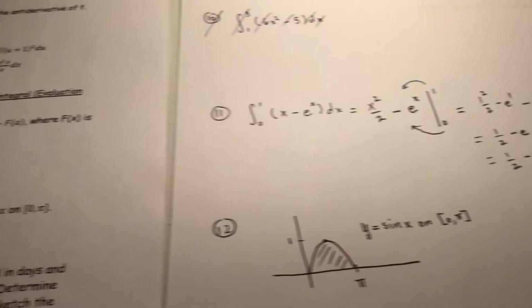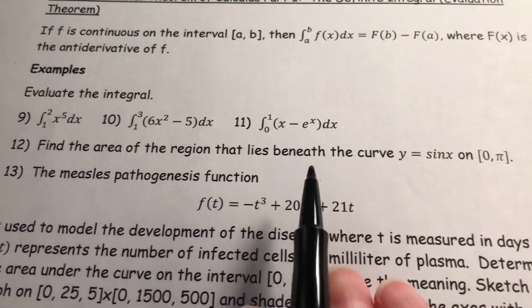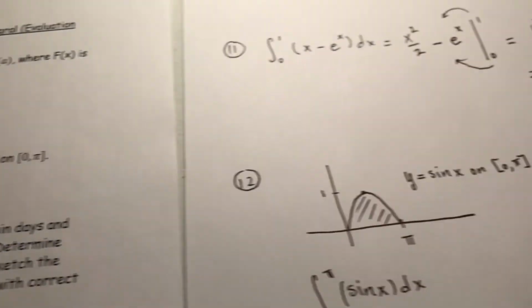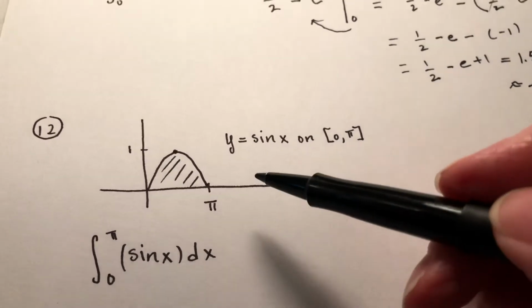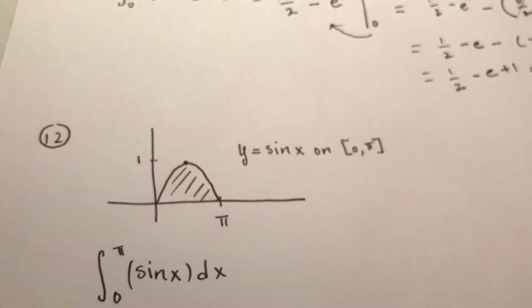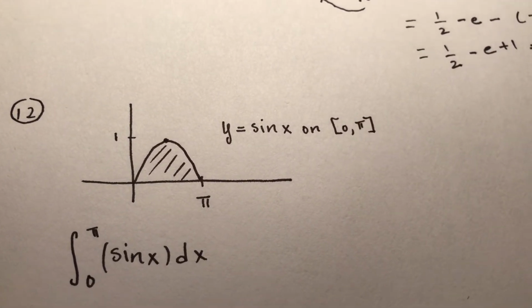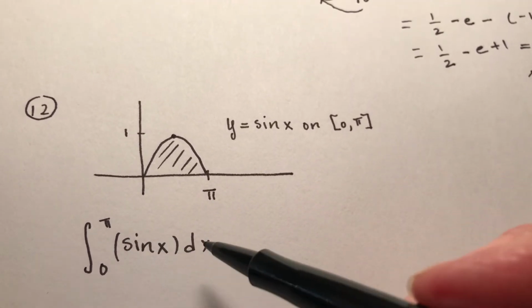Now the last thing we're going to look at, number 12, it's saying find the area of the region that lies beneath the curve y equals sine x on 0 to pi. So we still want to keep the idea of area. So I drew my sine x and I shaded this area, and they're asking for that area. And that area is the integral from 0 to pi of sine x dx.